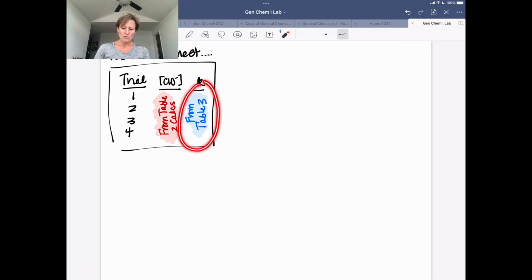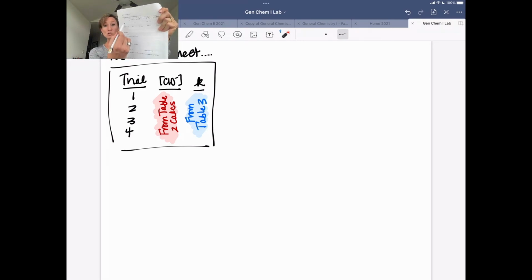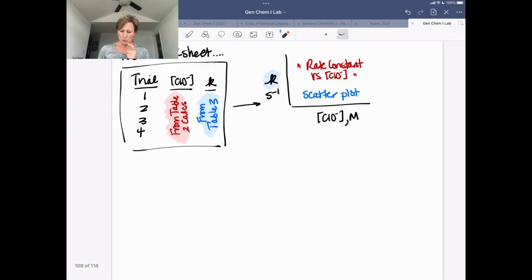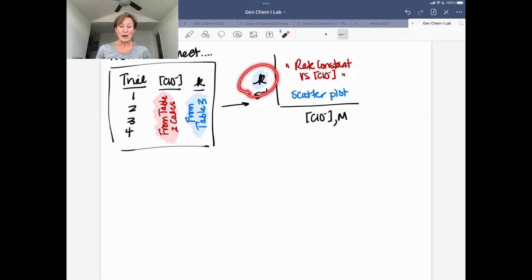And then those rate constants. So remember the stuff that we just did here. Back page, we took those slopes of the lines that were straight, and those gave us rate constants for each trial. Those go in here. Okay, now we're going to make some more plots. Okay, so now we're going to plot rate constant as a function of hypochlorite ion concentration. We want to make sure we label these appropriately. Title it rate constant versus hypochlorite ion concentration.